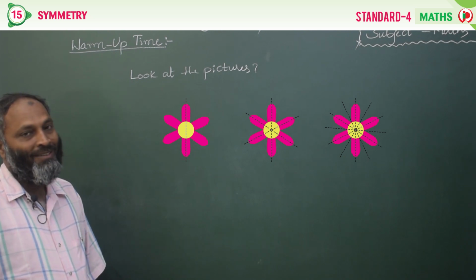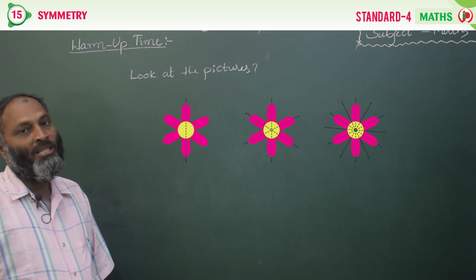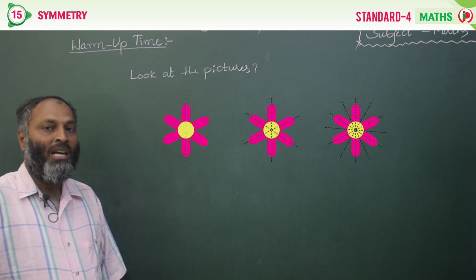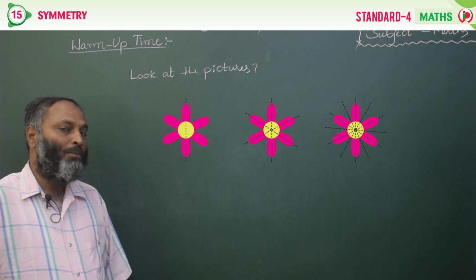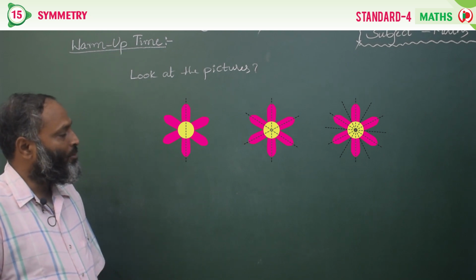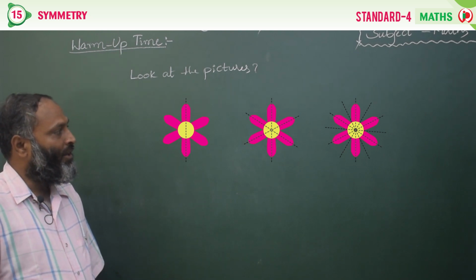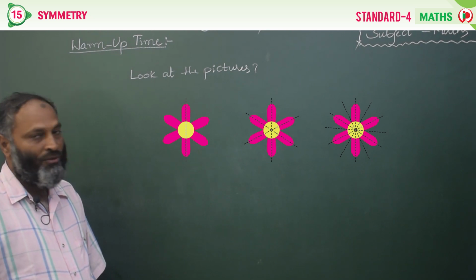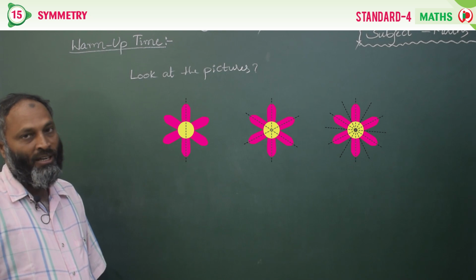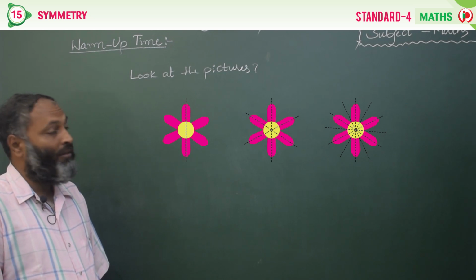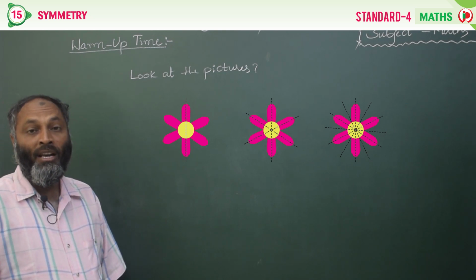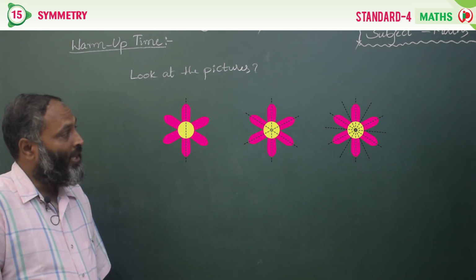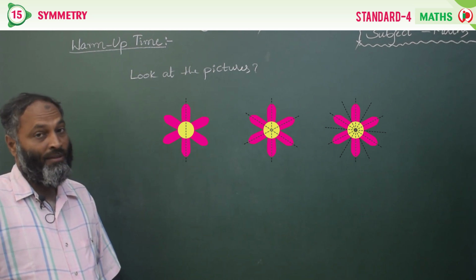Okay. So what is a line of symmetry? The line which cuts the given figure into two identical shapes is called the line of symmetry. Here in the first flower, one vertical line is there. If we cut the flower through the vertical line, that vertical line divides the flower into two identical shapes. Identical means same. That is why that line is called a line of symmetry.